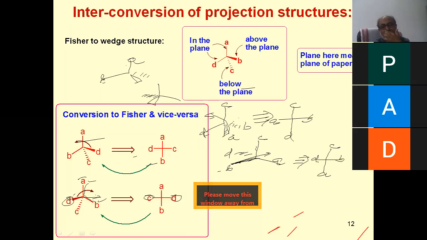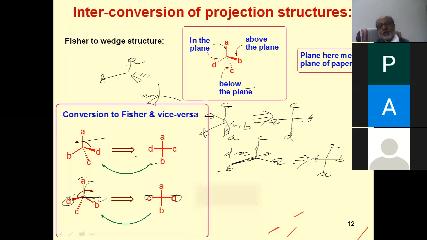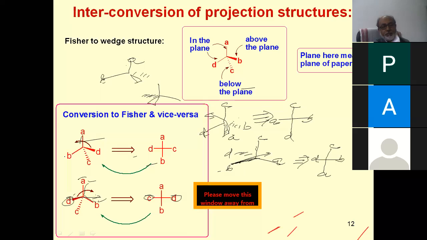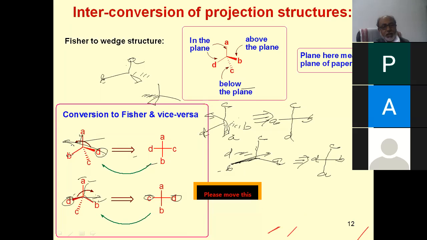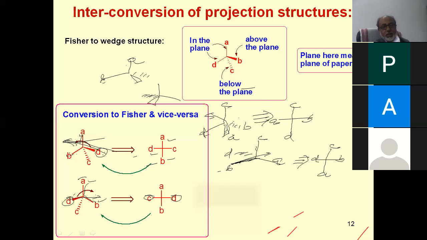Why is B on the right? That is our convention. You have to follow the convention. If we write our Fischer projection or wedge projection like this, these two groups are in the plane, then the other group is above the plane. This above-the-plane group will go to the side where this angle is. When we convert it, this becomes A and B, and D is above the plane, so it will go this side. So D is coming here.